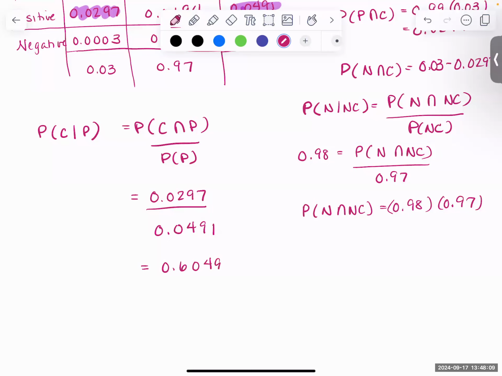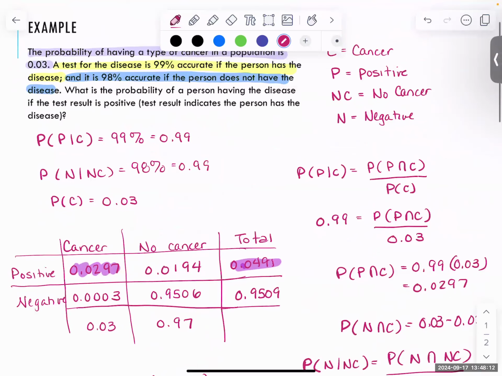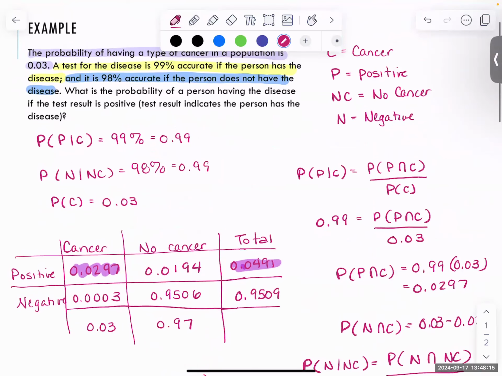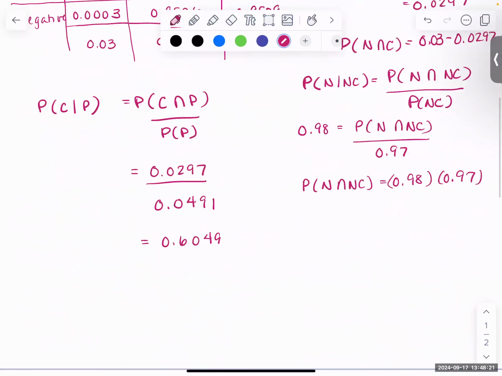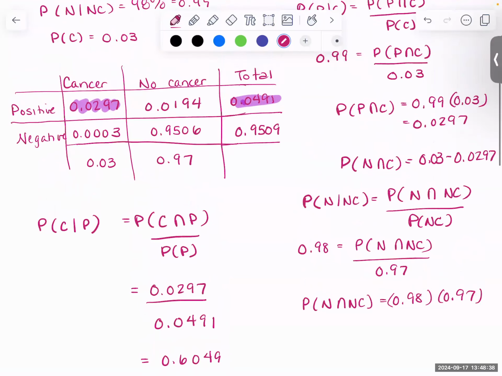0.6049. And some of the information they gave you in this problem is in percentages, and some of it, the probability of having the cancer, was given to you as a decimal. So depending on the problem, you might leave that written as a decimal, or you might write that as a percentage. And I hope that's been helpful. Sometimes doing these conditional probability problems, it's very helpful to do a contingency table, because then you get all the probabilities, and then you can use that to find any other conditional probability that you're looking for.